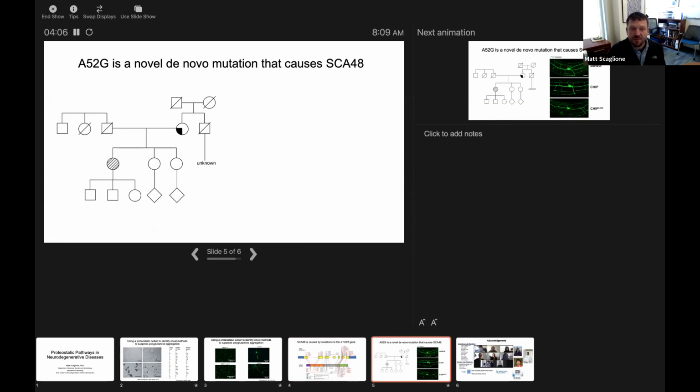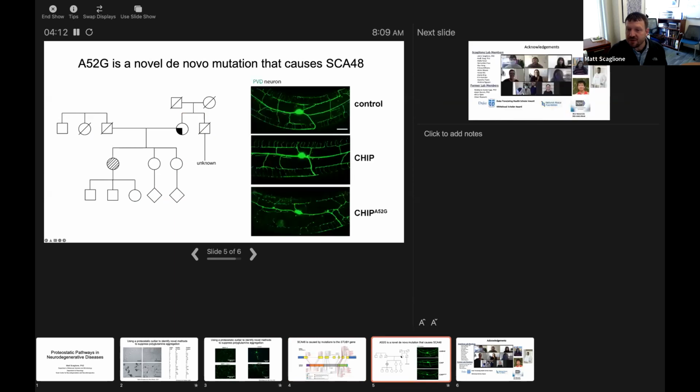And so we performed a number of biochemical assays and cellular assays to describe how this protein was actually defective in function. And now we've developed the first animal models of SCA48. So we've developed a mouse model in addition. This is a roundworm model, so C. elegans.